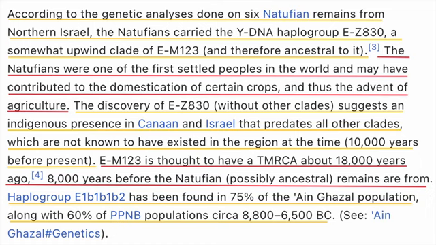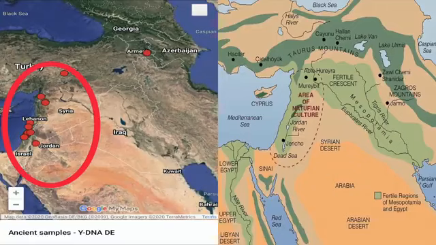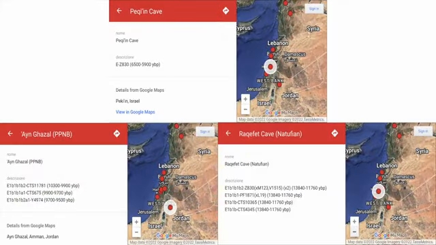Haplogroup E1b1b1b2 has been found in 75% of the Natufian population, along with 60% of PPNB populations, circa 8,800 through 6,500 BC. So haplogroup E was abundant among the Natufians, but specifically E-Z830 was abundant among the pre-pottery Neolithic populations as well as the Natufian populations.